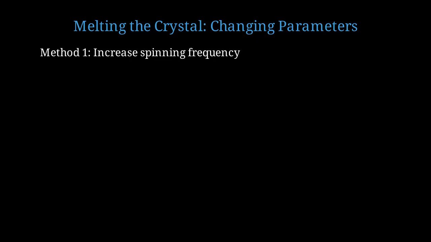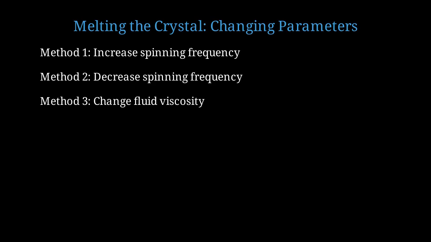Now let's talk about how we can melt these dynamic crystals by changing parameters. This is reversible. Method 1. Increase the spinning frequency. If you spin too fast, the hydrodynamic repulsion becomes too strong and the crystal melts into a disordered fluid. Method 2. Decrease the frequency. If you spin too slowly, magnetic attraction dominates and particles collapse into chains or clusters instead of crystals. Method 3. Change the viscosity. Adding or removing glycerol shifts the balance of forces and can melt the crystal. Method 4. Dilute or concentrate the suspension. Too dilute and particles don't interact enough. Too concentrated and you get jamming.